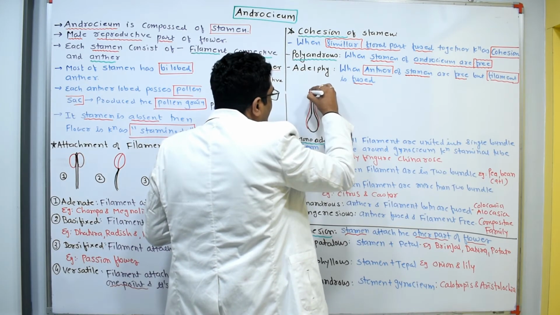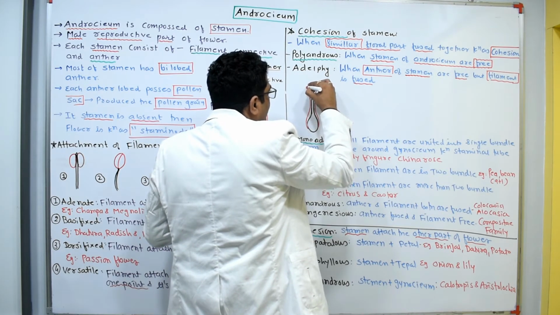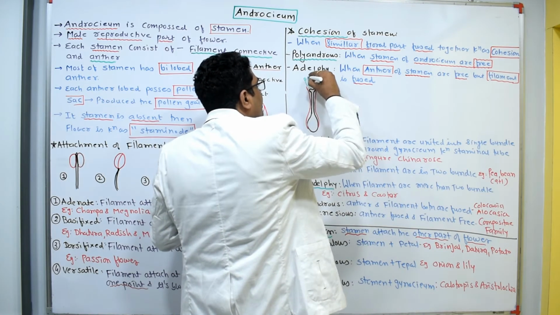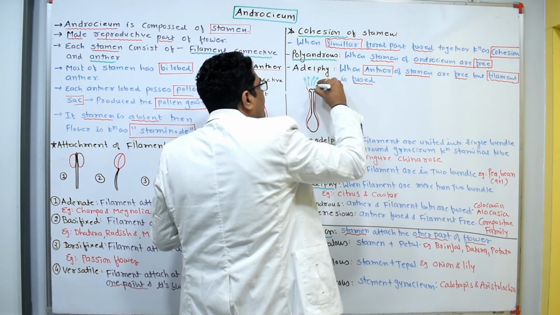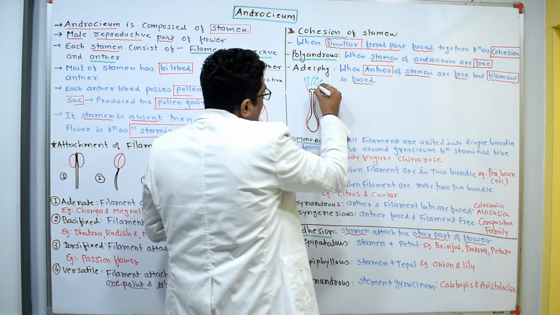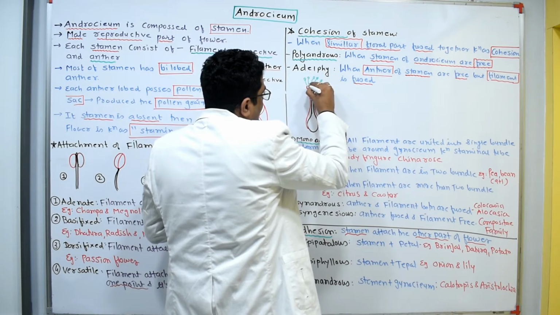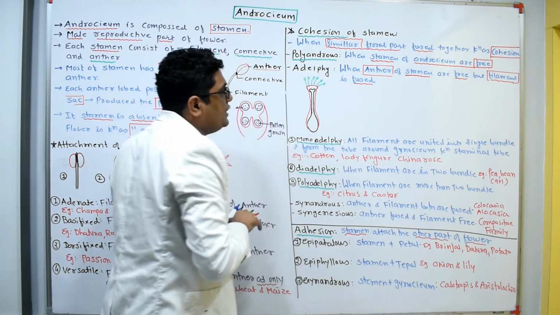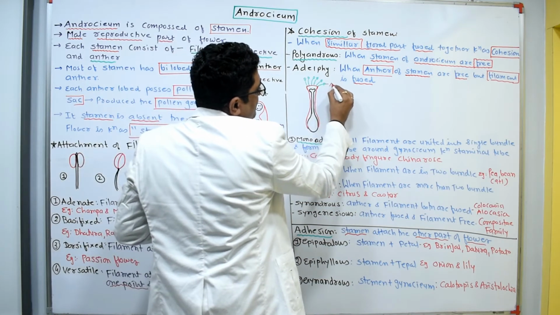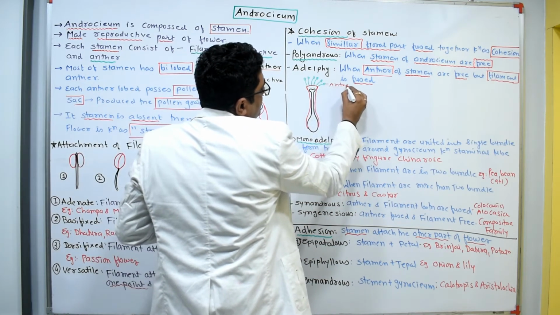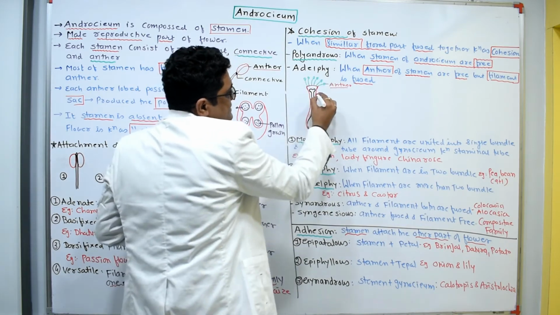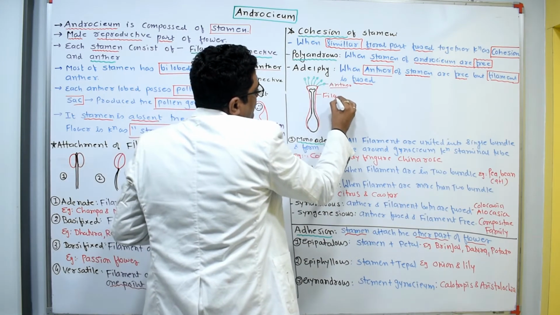ये सब क्या है बेटा? Anther. So anthers are free but their filaments are fused, and this is the filament. Okay, so this is the first one. In monoadelphi, beta, all the filaments are united in a single bundle but the anthers are free, and all these filaments form the tube around the gynoecium.